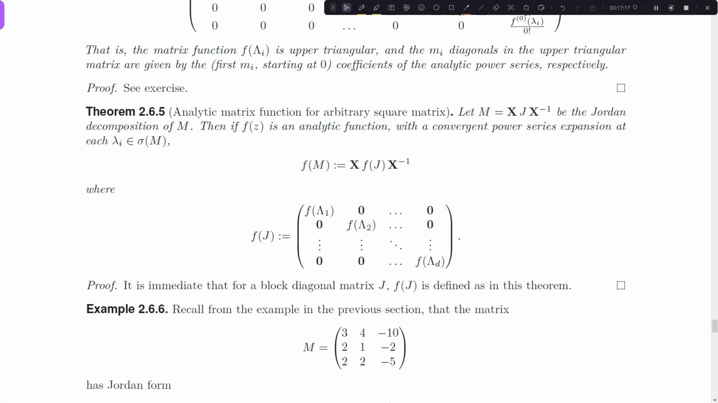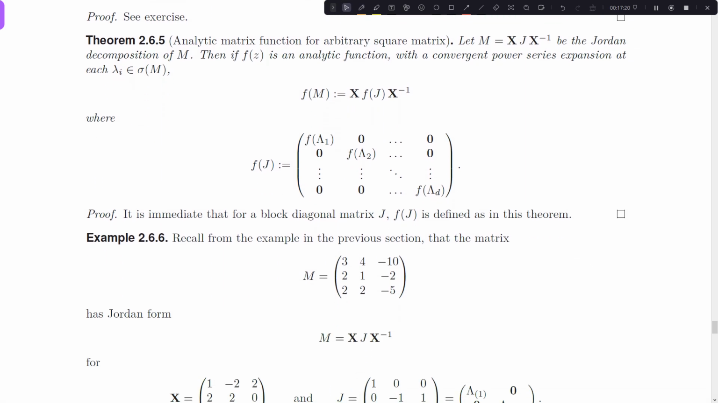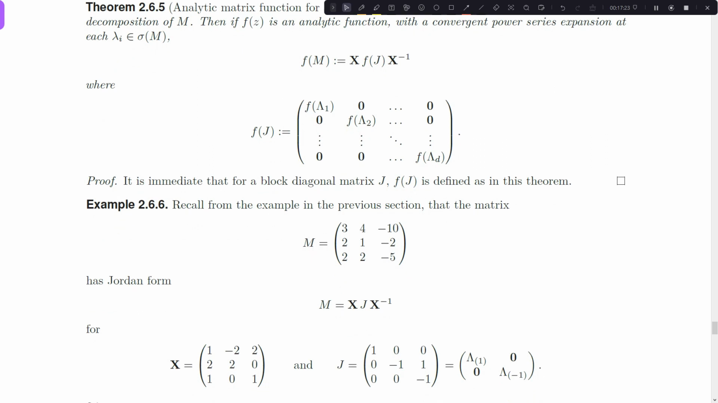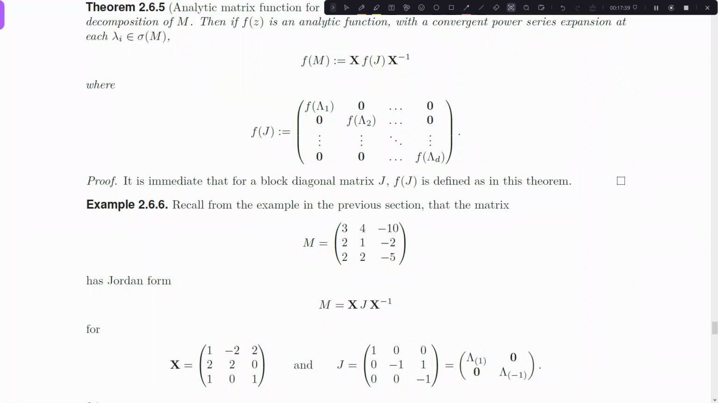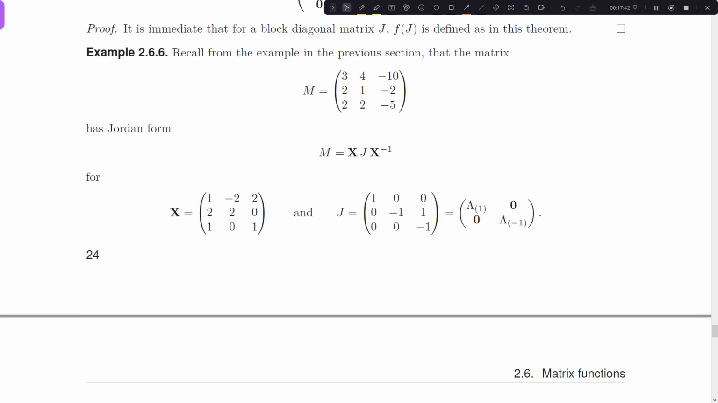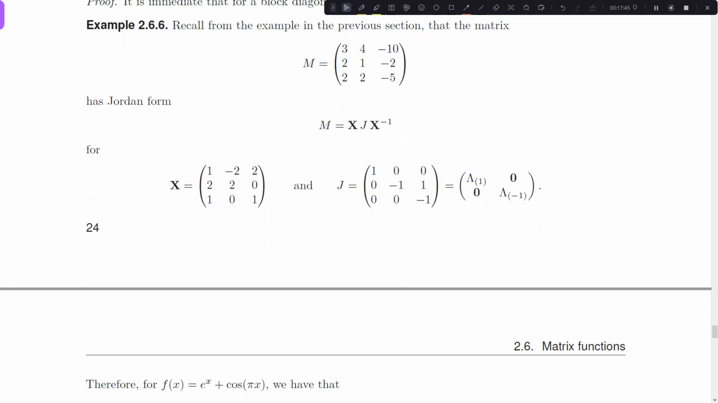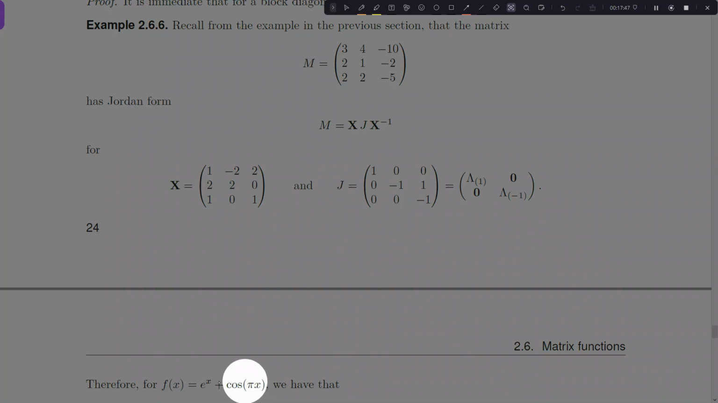So let's see with our lovely matrix from the previous section. I know we all loved this one. If we recall, we were able to find our generalized eigenvectors, and then there was our one Jordan chain, there's the other Jordan chain. It gives us one Jordan block and the other Jordan block. And of course I've written it there as well for this matrix M. And then suppose I want to compute the same function I had before, e to the x cosine pi x.